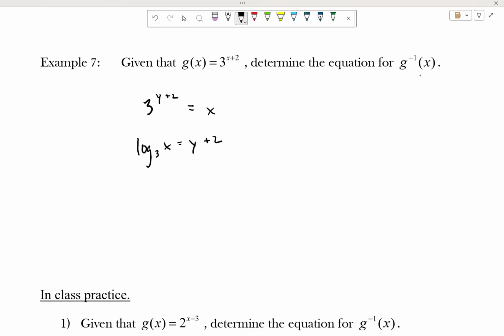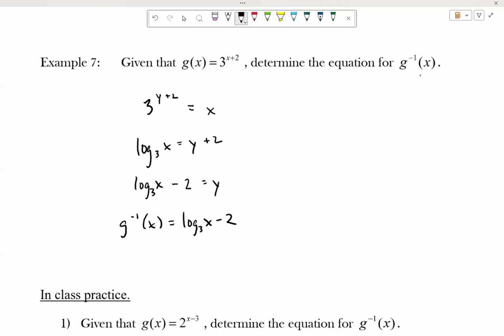And what are we gonna do with that +2? Nice. Yeah, so it becomes log base 3 of x minus 2 is equal to y. And we'll rewrite that y as g, how do you say that? G inverse of x.